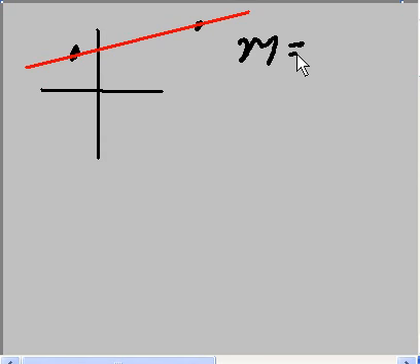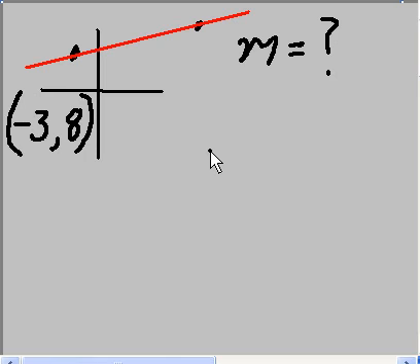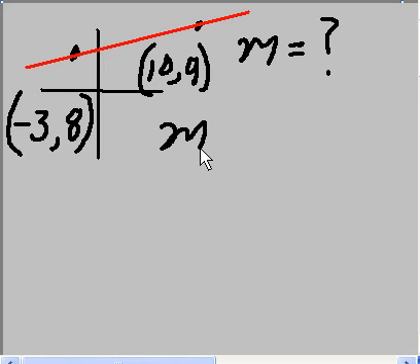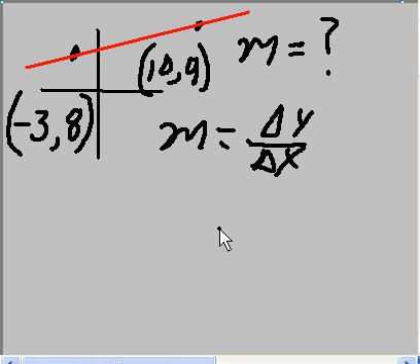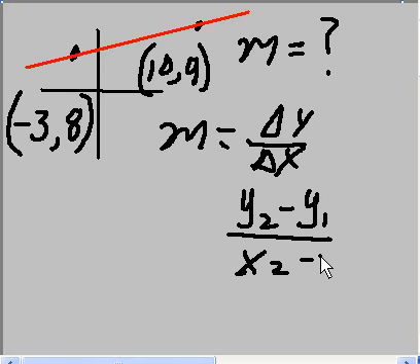The m equals what? What are the points again? That's -3, 8, and over here, it's 10, 9. How do you get the slope? Well, slope is equal to delta y, change in y, over delta x. And that means y2 minus y1 over x2 minus x1. And of course here we got x2 and y2, and here you got x1 and y1.